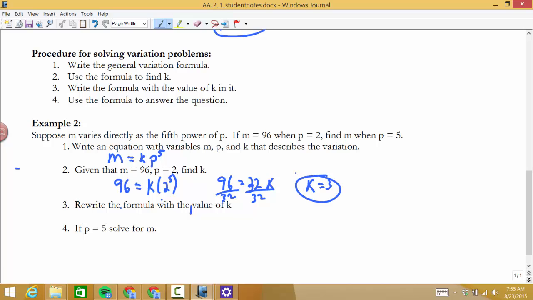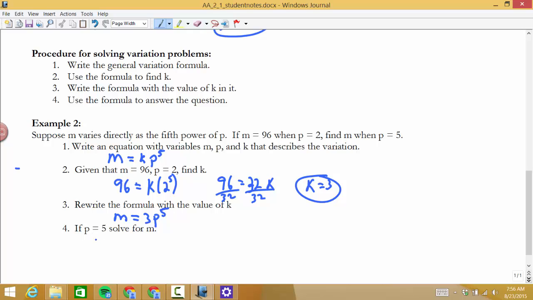So we've figured out what k is, so now we're going to come to that point where we're going to rewrite the equation with k in it. So let's do that at this point. I've got some marks here I'm going to erase. If I rewrite that with my new k value in there, I'm going to say m, not 96, m is equal to 3p to the 5th power.